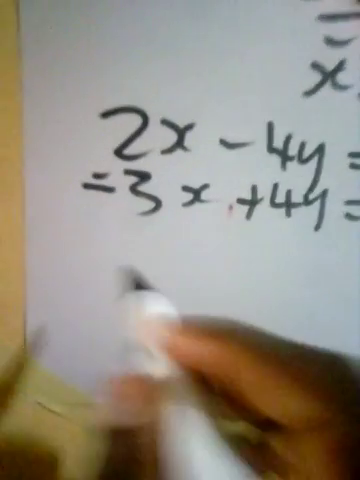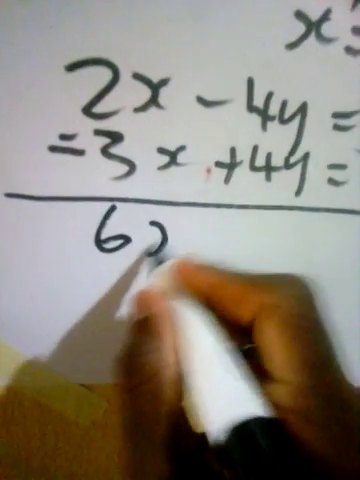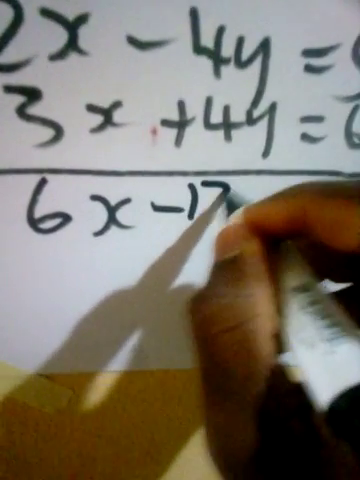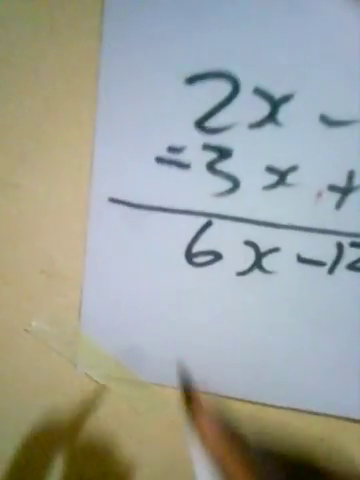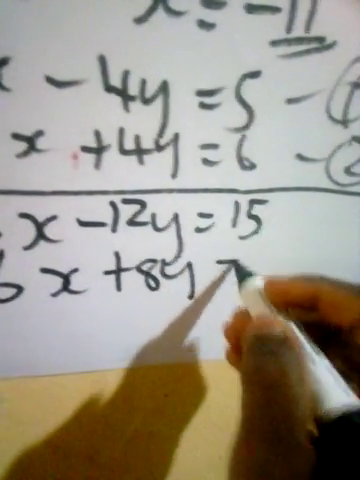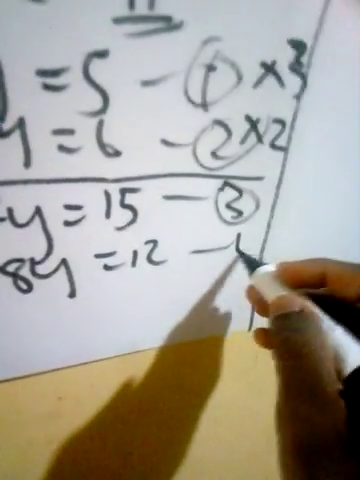So multiplying equation 1 by 3 gives me 6x minus 12y equal to 15. Now multiplying equation 2 by 2, that's the coefficient of x above, gives me minus 6x plus 8y equal to 12. This I'll call equation 3. I'll call this equation 4.